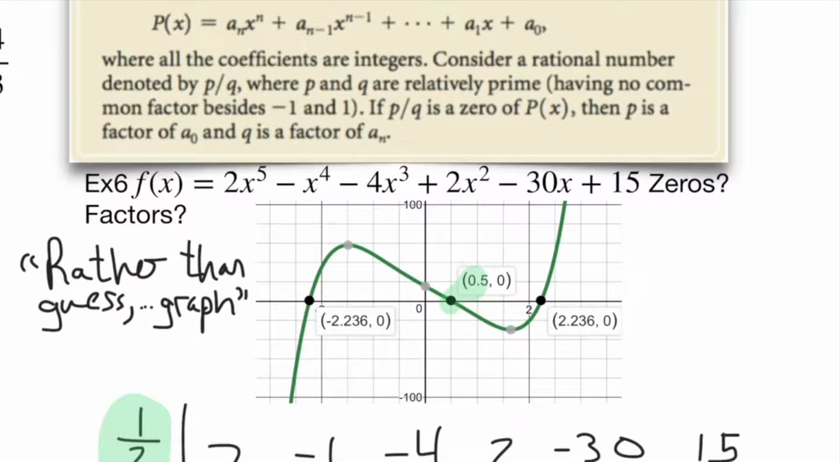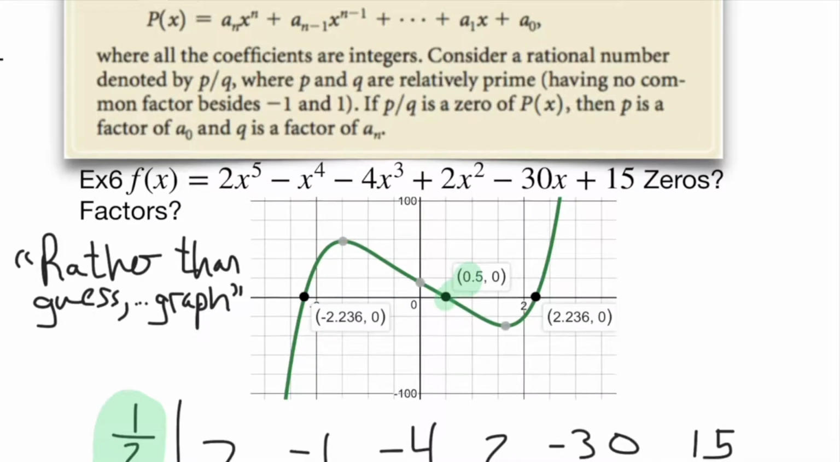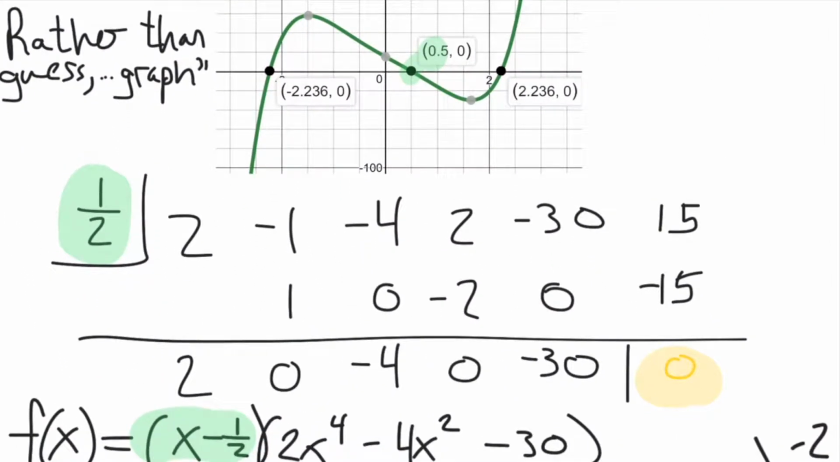And so, although it's to the 5th power, we see that there are 3 zeros right here. 1, 2, 3. That probably means that 2 of them are going to be imaginary or complex zeros. But I don't know what 2.236 is. That's probably some sort of rounded square root. But I do know that we've got 0.5 as one of the zeros. So we'll start there. And so we get our first zero from the graph. Rather than guess, they say graph.